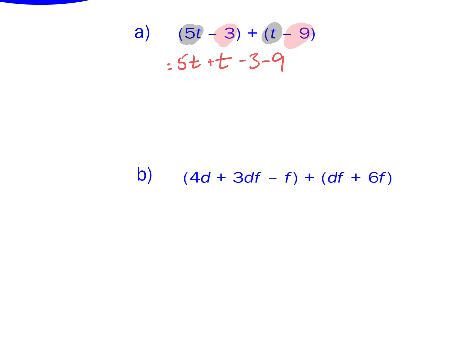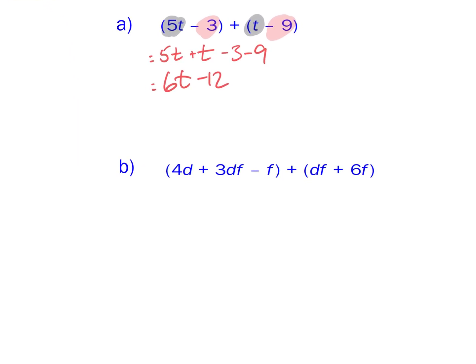So, what's 5t plus t? So you have 6t. Negative 3 minus 9 is what? Beautiful. So the answer is 6t take away 12. Good enough. That's the first question.